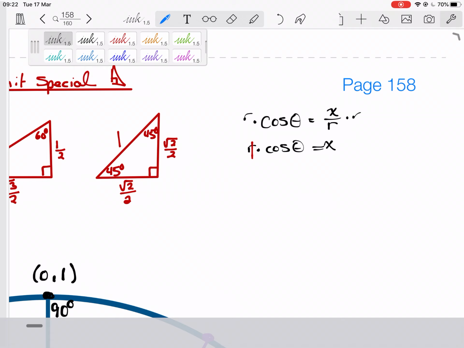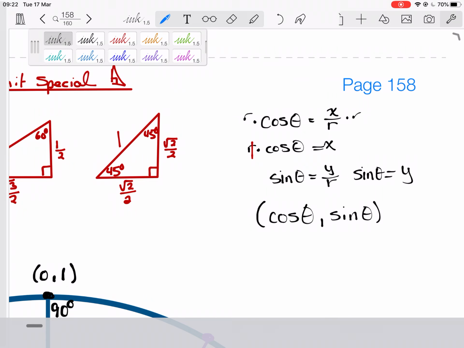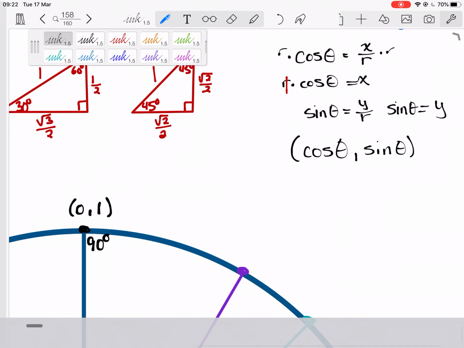So we said before sine of theta is equal to y over r. So whenever we're looking at this, our y value is going to be equal to sine of our angle. So anytime we see these coordinates, it's always x comma y. They also represent cosine of our angle, comma, the sine of our angle. So if I'm looking at the 90 degrees, since I already have that written out, cosine of 90 degrees is 0, and sine of 90 degrees is 1.